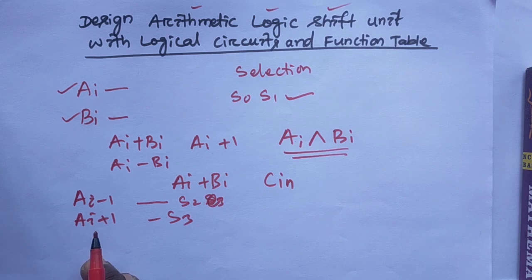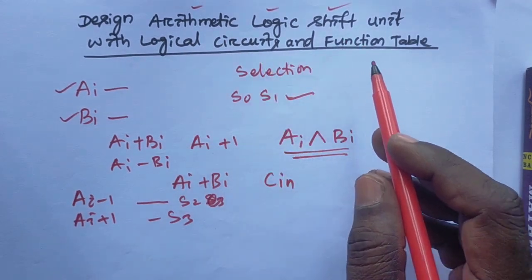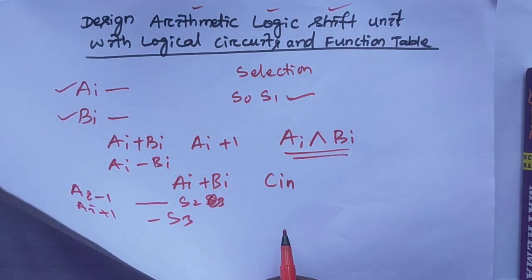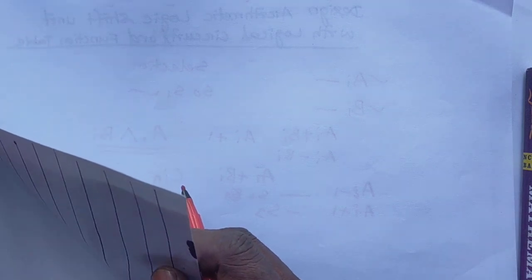We have to design a single stage with the help of the arithmetic, logic and shift unit. Now we will design that part and see how it is designed. In a very simple way, I will show you.